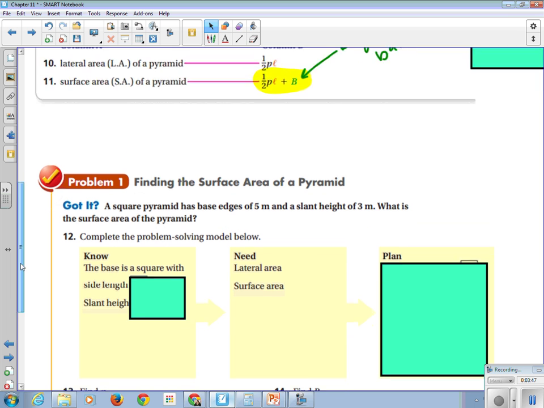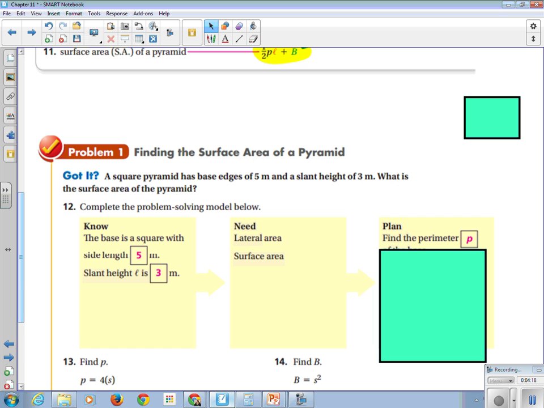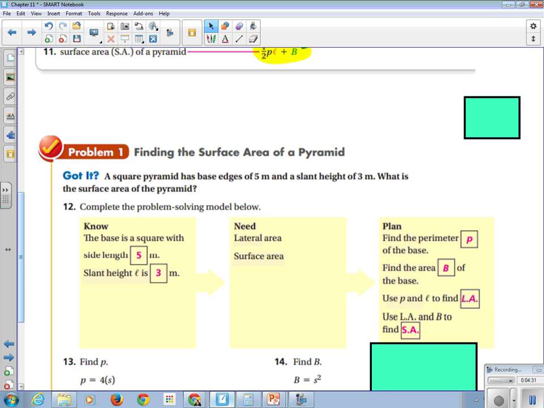Okay, so if we're trying to figure out a square pyramid, so it's got 4 sides, has base edges of 5 meters and a slant height of 3 meters, what is the surface area of the pyramid? The base is a square with side length 5 meters, and our slant height is 3 meters. We need the lateral area and the surface area. We can't find surface area without lateral. So we are going to find the perimeter of the base. Then we're going to find the area of the base, big B. Then we are going to use the perimeter and the slant height to find the lateral area. And finally, we're going to use the lateral area and the area of the base to find the surface area.